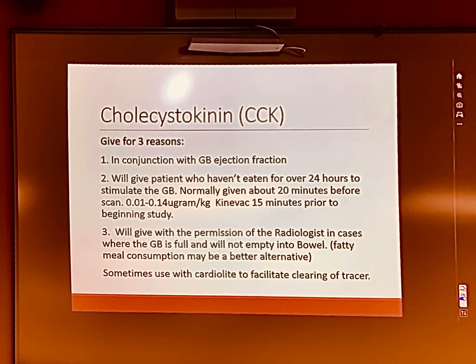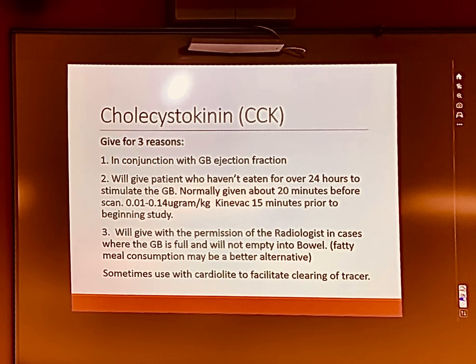But you can. So the three reasons you're going to give CCK: you're going to do it to calculate an ejection fraction. You're going to do it to pre-medicate someone who's been fasting for too long, over 24 hours, at a much reduced rate. Or you can give it when the gallbladder is full and there is no bowel, only with approval from a radiologist.